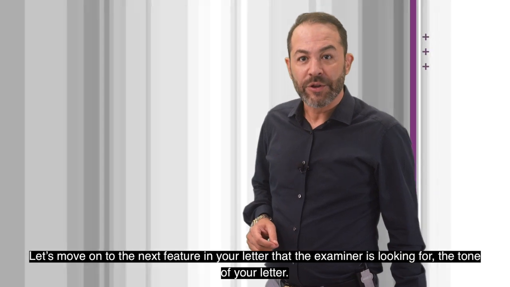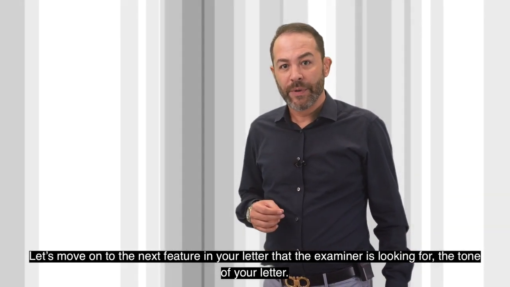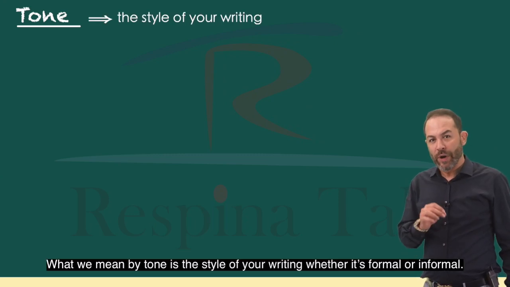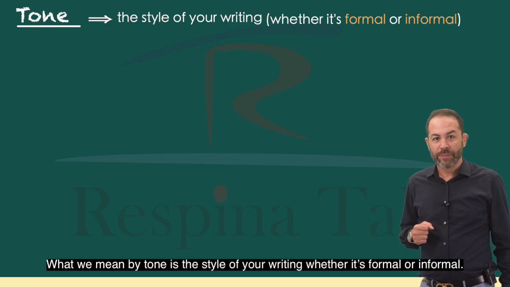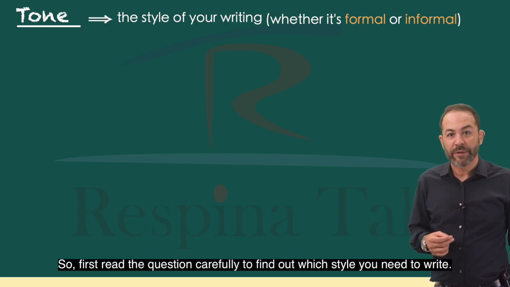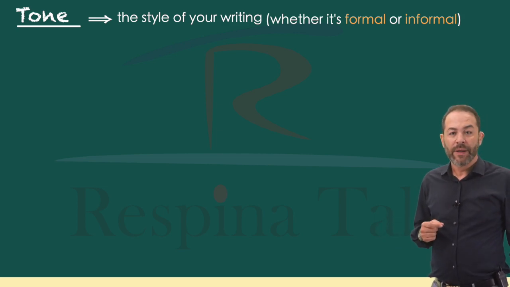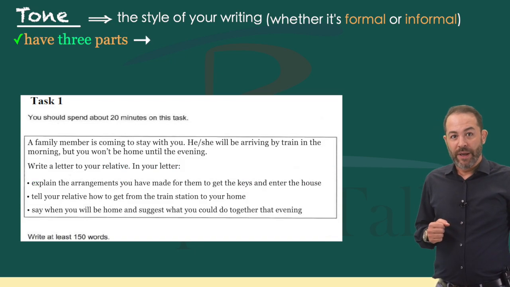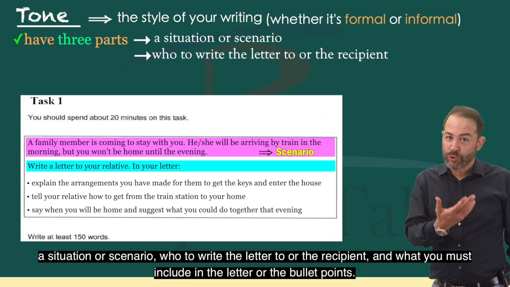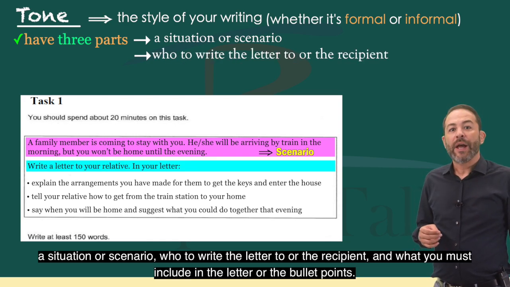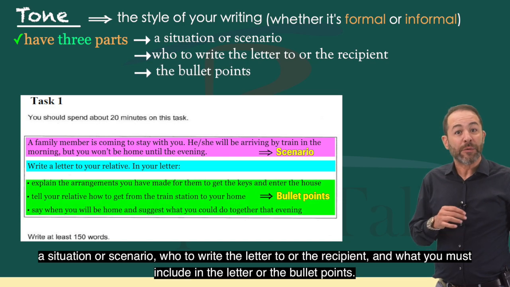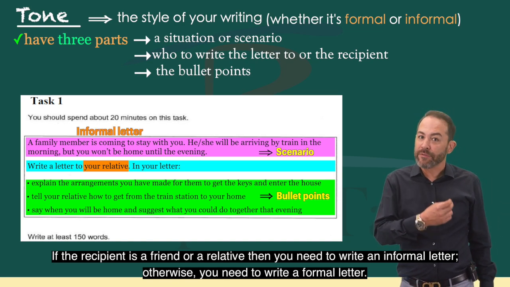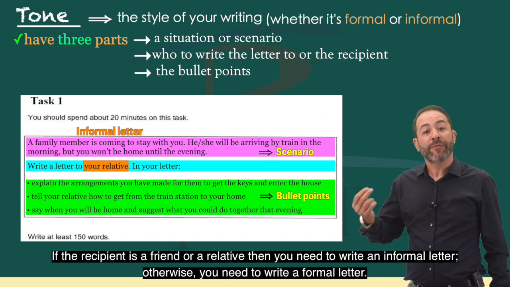Let's move on to the next feature in your letter that the examiner is looking for, the tone of your letter. What we mean by tone is the style of your writing, whether it's formal or informal. So first, read the question carefully to find out which style you need to write. As I said, IELTS General Training Writing Task 1 questions have 3 parts: a situation or scenario, who to write the letter to or the recipient, and what you must include in the letter or the bullet points. If the recipient is a friend or a relative, then you need to write an informal letter. Otherwise, you need to write a formal letter.